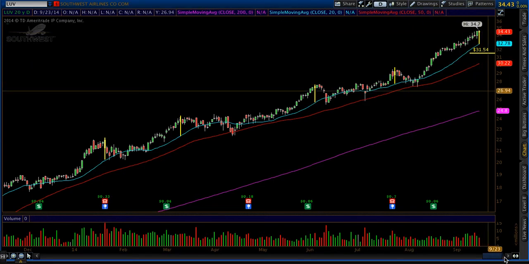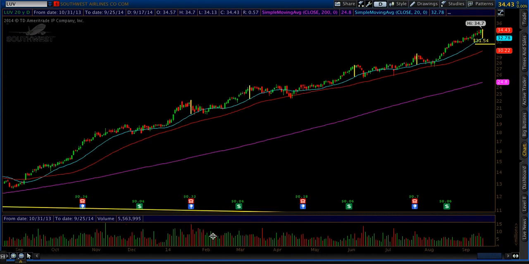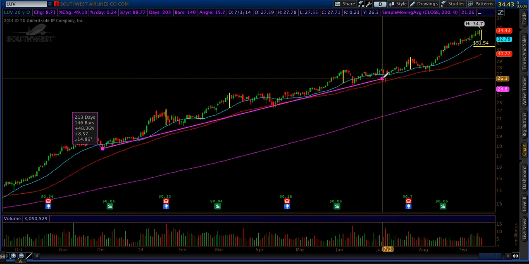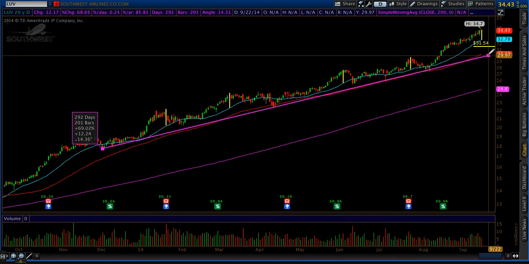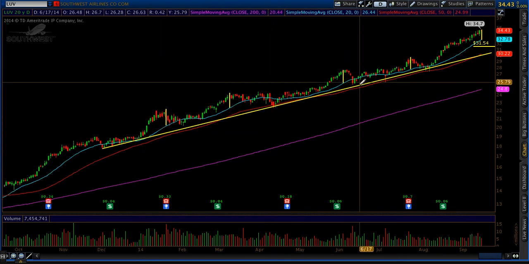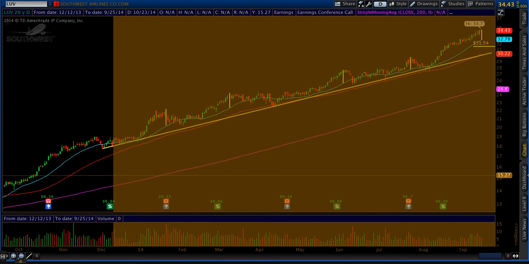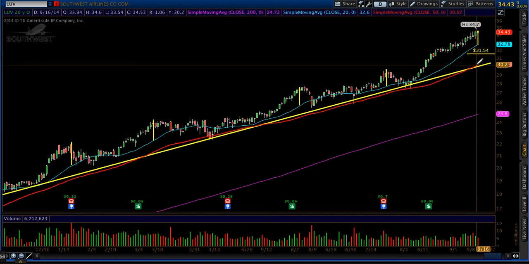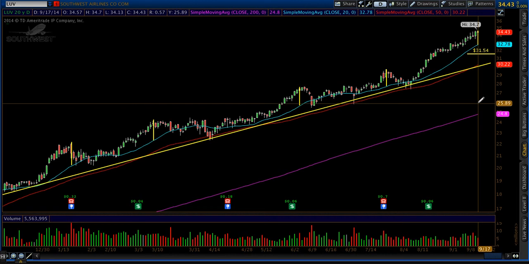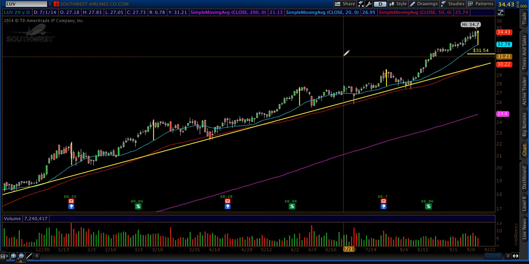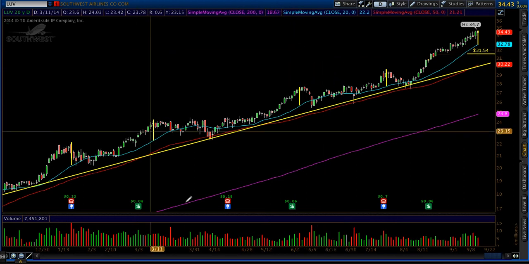Now, I don't think this is going to crash or anything. Let's be realistic here. This thing is still on a major uptrend. All I did was connect the lows here, and that connects here, here, here, and here. Until Southwest really breaks this uptrend line, which in this case would be around 30 bucks, that's when I think you'll see a big sell-off on Southwest. So that's all I wanted to go over.